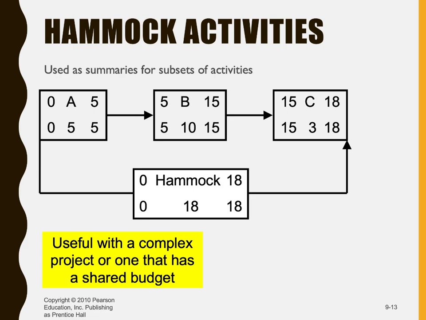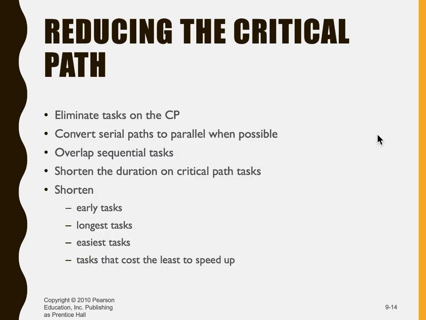So how do we reduce the critical path? One of the points is to eliminate tasks. The fewer things you need to do, the less time it takes. If possible, try to convert serial paths to parallel. We saw earlier the blue and the red. The more paths, the faster it will be done, for example, with more people. Then overlap sequential tasks.